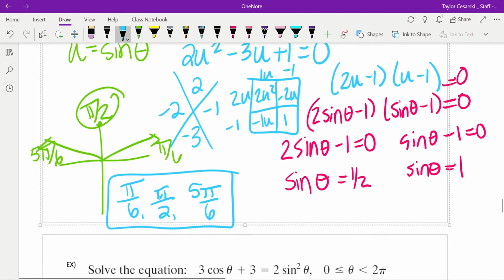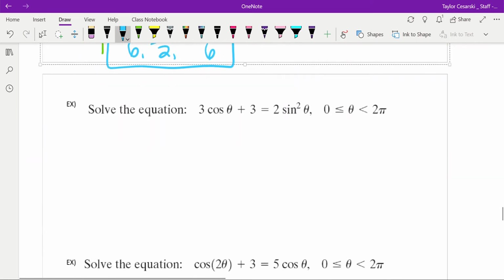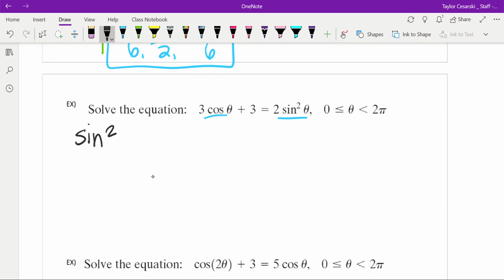Alright, let's go to the next example. Alright, this one, if you try that same kind of idea that we did in the last one, you'll run into a problem because you notice we have cosine and we have sine squared. But this is where we want to use that identity that is my Pythagorean identity. So sine squared of theta plus cosine squared of theta equals 1.